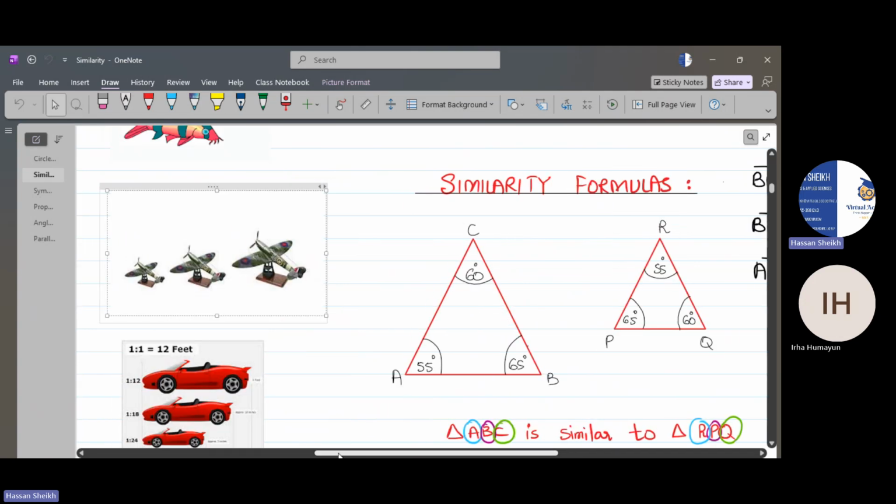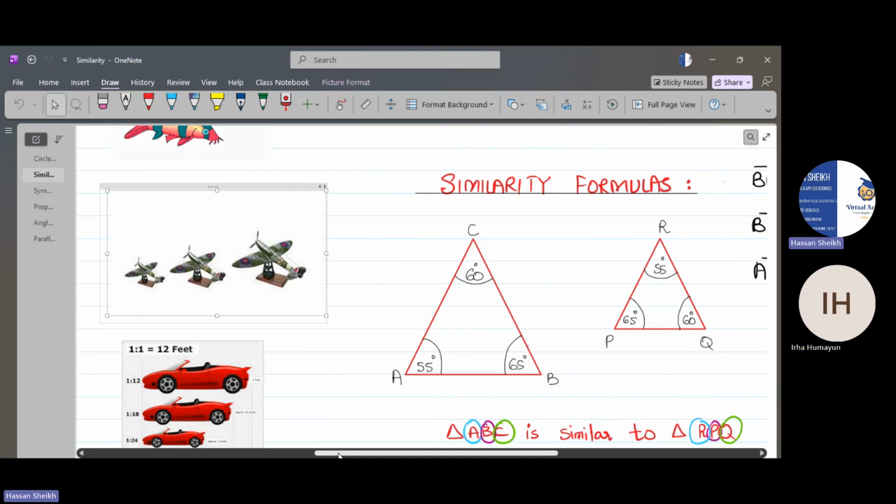Okay, let me ask you a few questions to check whether you know the corresponding side concept or not. Tell me which side of triangle PQR is corresponding to the side BC of triangle ABC. QR. You said QR, but that's wrong. Let me tell you why. Now, please understand. I'll explain corresponding sides in just a few seconds. Are you ready? Yes, sir.